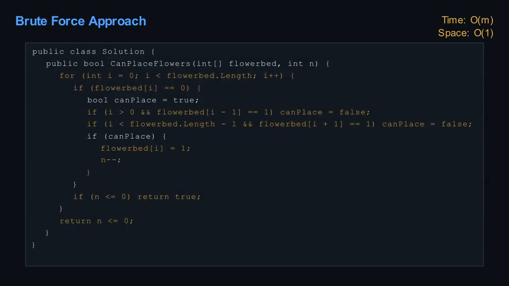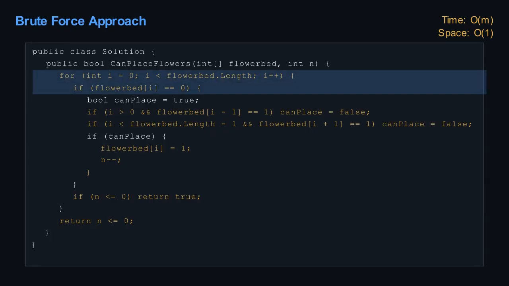A naive approach walks through each plot, and whenever it sees an empty slot it checks the left and right neighbors. If both neighbors are empty, it plants a flower there and decrements the needed count. The loop continues until either all flowers are placed or the end of the array is reached.